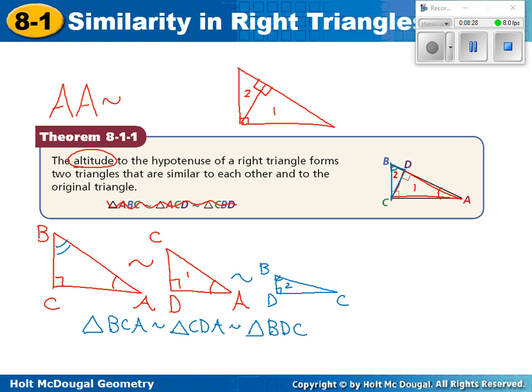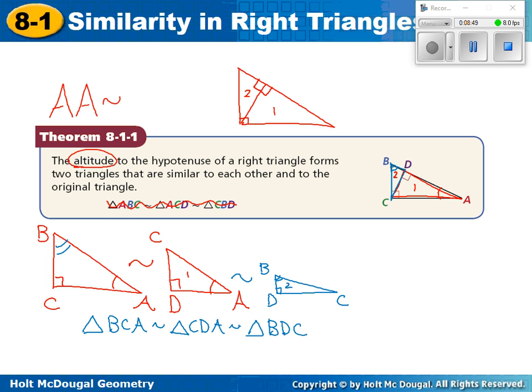And you can do the same thing for the next triangle. But this time ignore the one in the middle. You're going back to the big one. The big one's right angle was C. So my right angle has to go here. What's my right angle in the little blue triangle? D.